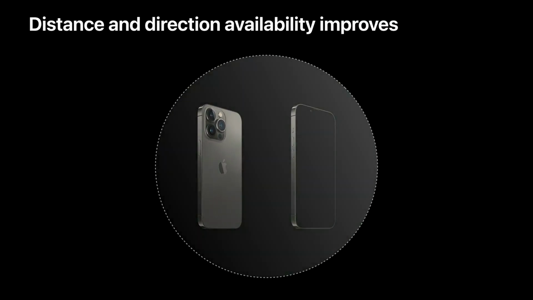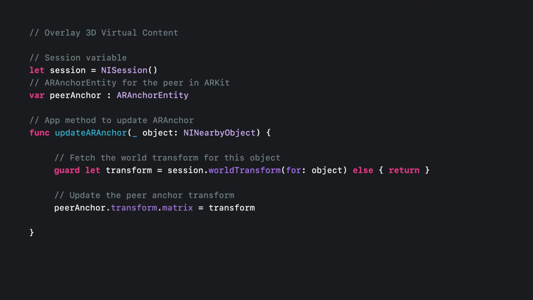The device trajectory computed from ARKit when camera assistance is enabled allows the distance, direction, horizontal angle, and vertical direction estimate to be available in more scenarios, effectively expanding the ultra-wideband sensor field of view. Let's turn now to leveraging this integration of ARKit and nearby interaction to place AR objects in your scene.